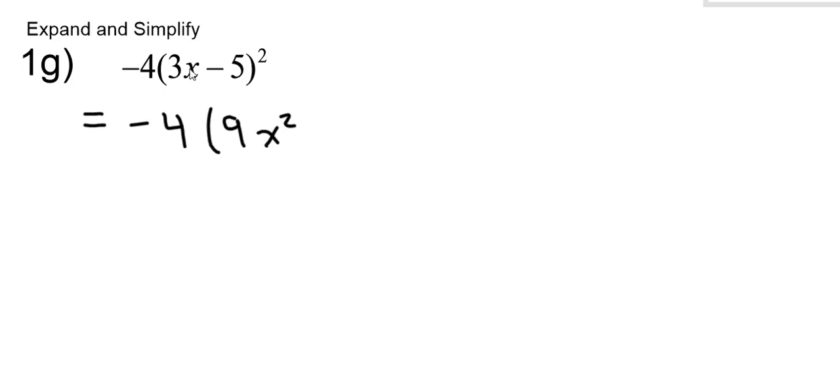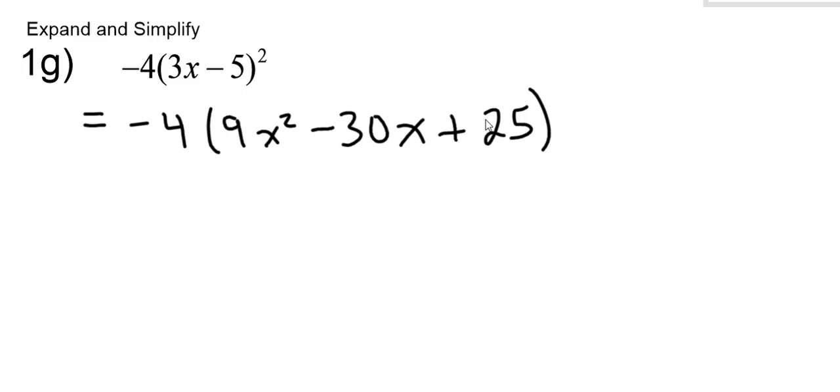I'm going to double the product. 3x times -5 would be -15x. Doubling that, I get -30x. And now I'm going to square the last. -5 squared is 25. So square the first, double the product, square the last.